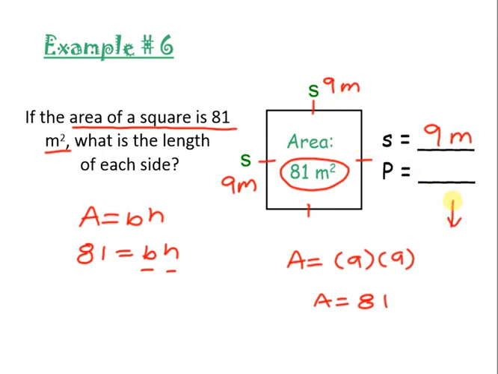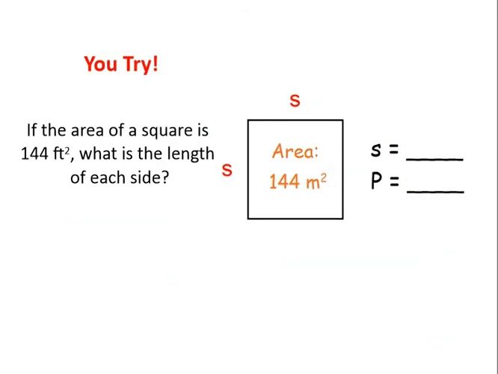9 plus 9 plus 9 plus 9 equals 36 meters. All right, you try this one here. And remember, use your calculator as a tool.